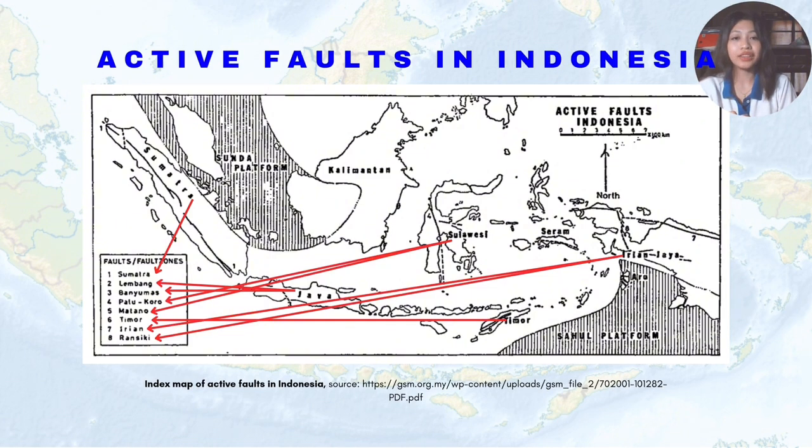Each red line or red arrow you see here marks a fault or fault zone, areas where the earth's crust is shifting and building up pressure that can be suddenly released in the form of a large or powerful earthquake. These include the well-known faults like the Sumatra, Lembang, and Banyumas in Java, the Palu-Koro and Matano in Sulawesi, the Timor, as well as the Irian and Ransiki in Papua. In this report, we will explore these fault zones in more detail.